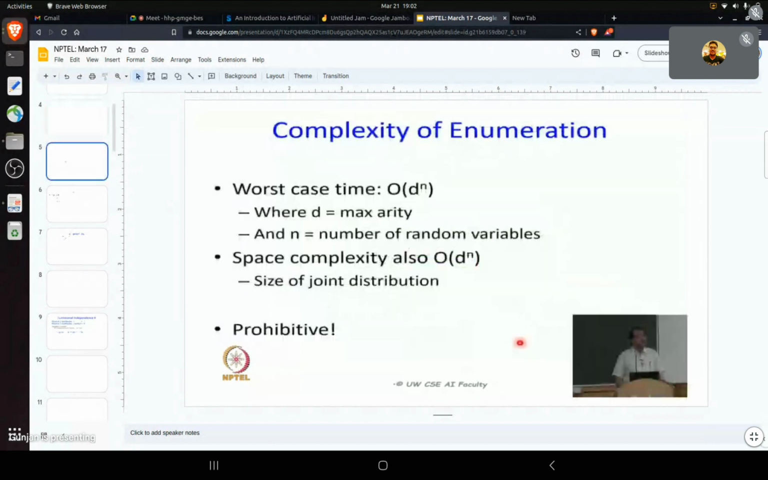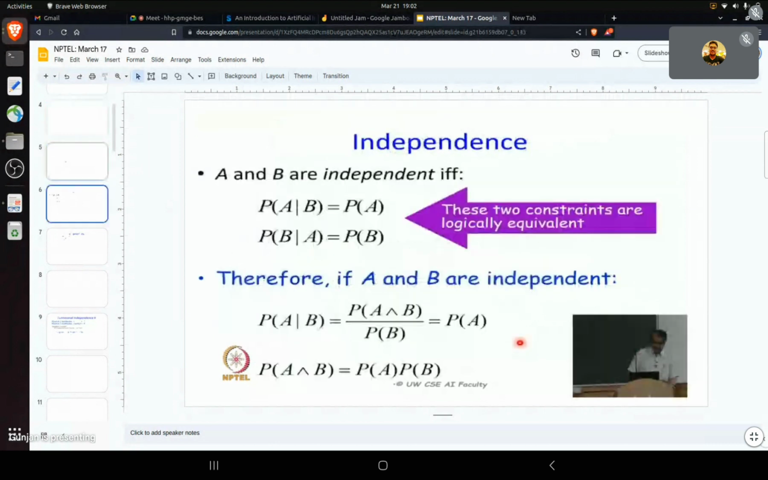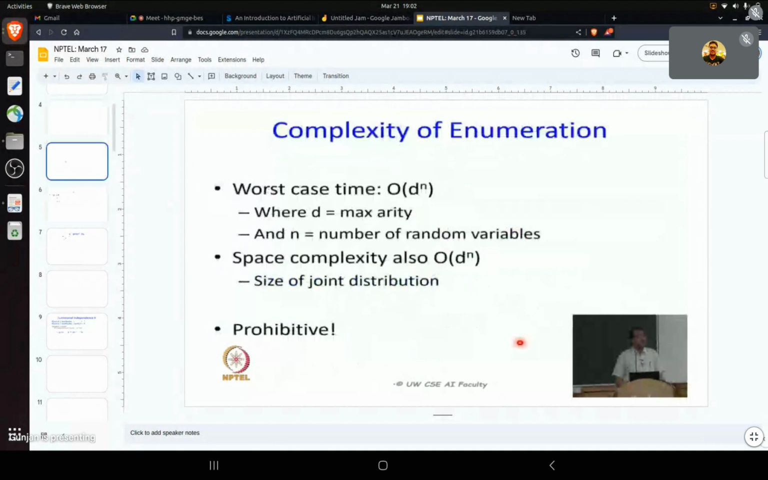Similarly, if it is binary, it is 2 to the power n, always. But this is exponential. This is the complexity of enumeration. It is not the complexity of Bayesian nets.